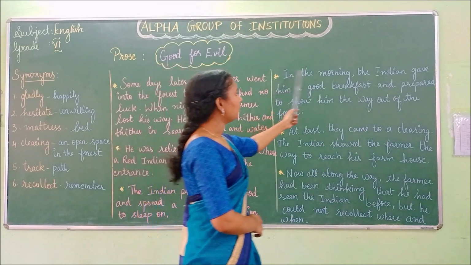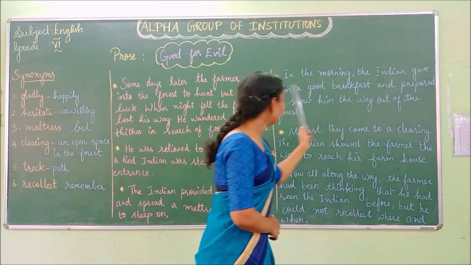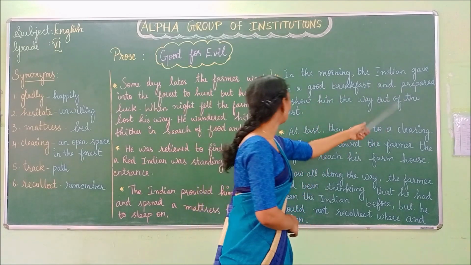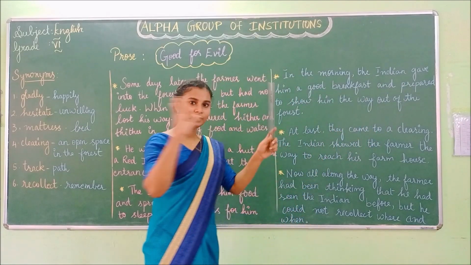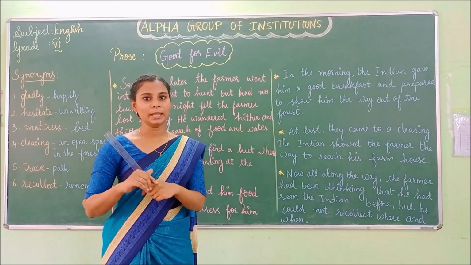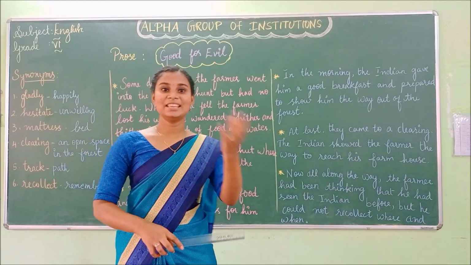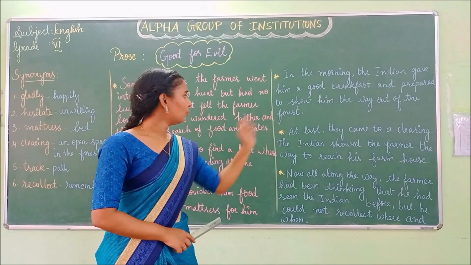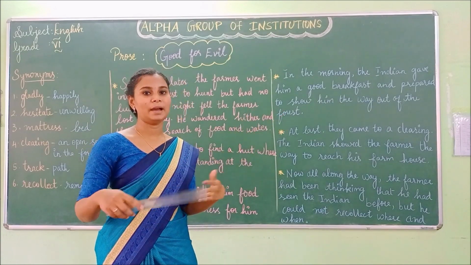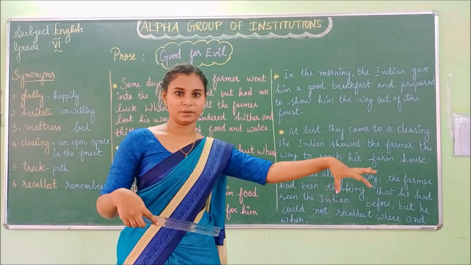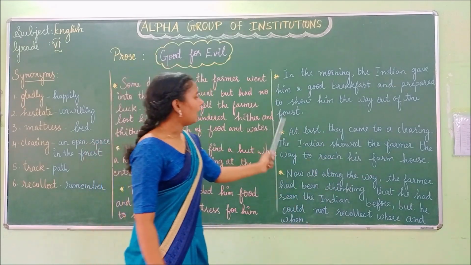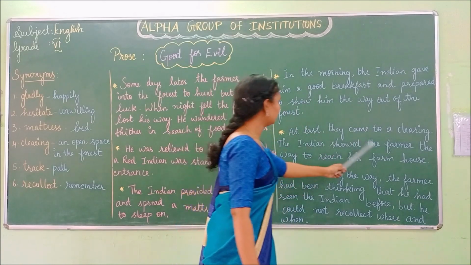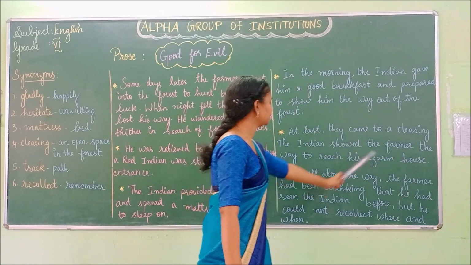So next, in the morning, the Indian gave him a good breakfast and prepared to show him the way out of the forest. So now it's morning time. The red Indian is giving him a good breakfast and prepared to show him the way out of the forest. So he's preparing to show him the way out of the forest. Then at last they came to a clearing. The Indian showed the farmer the way to reach his farmhouse.